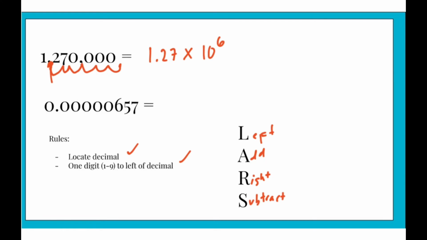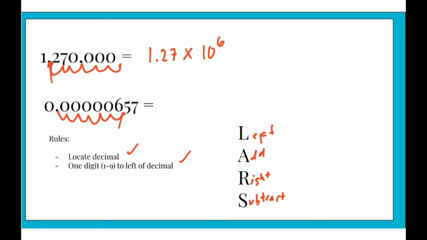Let's look at the next example. I have my decimal place already in line, and I need to move it in between the 6 and the 5, so that there's only one digit between 1 and 9 to the left of that decimal. Let's see how many times I move it. It's going to be 1, 2, 3, 4, 5, 6 again. But this time notice that I moved it to the right.